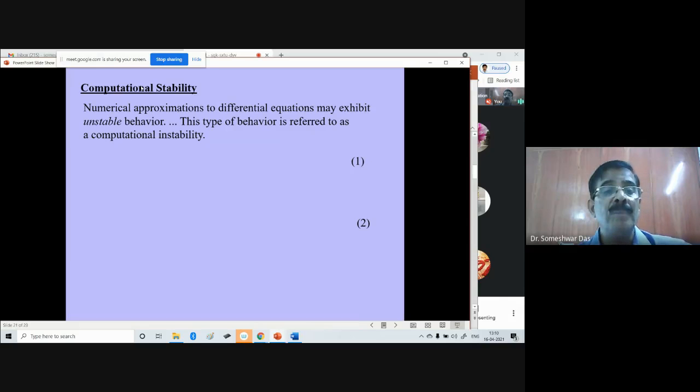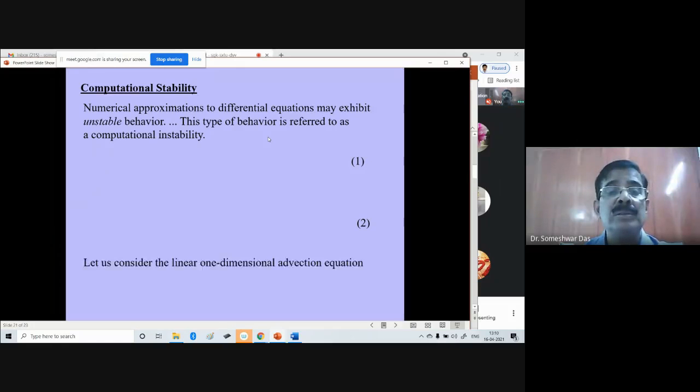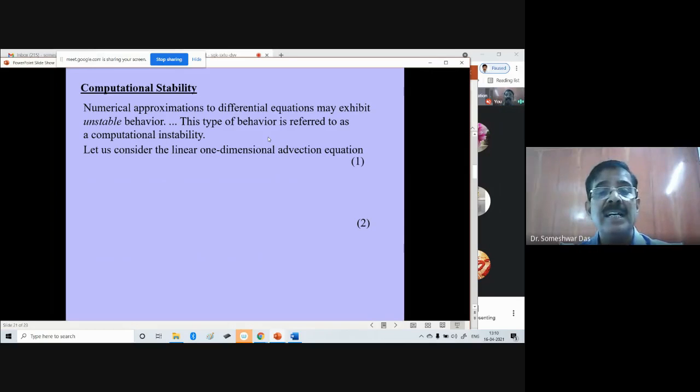Okay, so the numerical approximations to differential equations may exhibit unstable behavior. This type of behavior is referred to as computational instability. Clear? Yes or no? Yes, sir. Okay, very good.